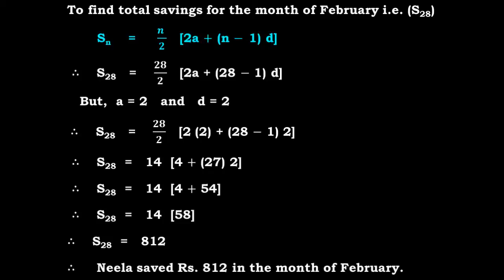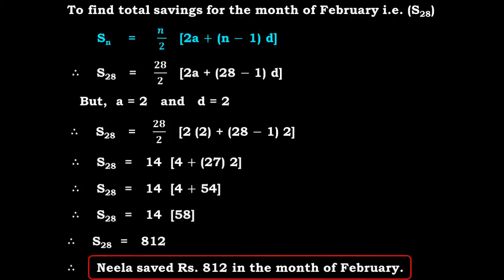of February. She started with rupees 2 and every day she increases it by 2 rupees, and you have to calculate the total saving for the month of February. That means n will become 28. For the total saving, you have to calculate S of 28. So we are going to use the formula Sn is equal to n upon 2 into bracket 2a plus n minus 1 into d.